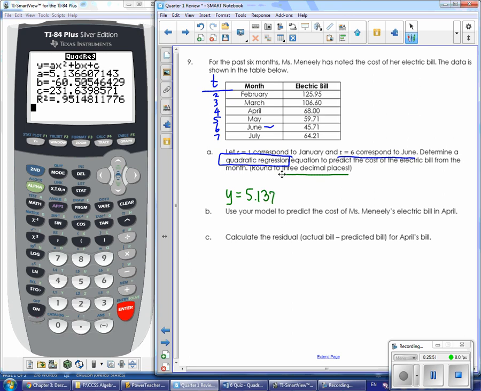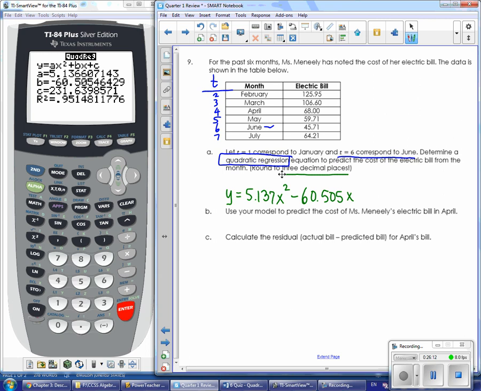5.137, and then make sure you put your x squared there, because a lot of people sometimes forget to write their x's in the equation. My b value is negative 60.505. Since the next number after that is a 4, I don't need to round up, so I'm going to leave it at that. So I'm going to have minus 60.505. And again, put your x.